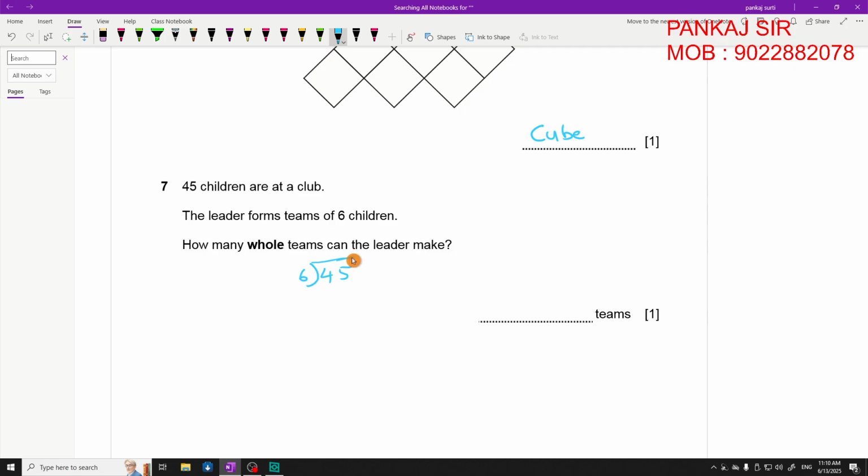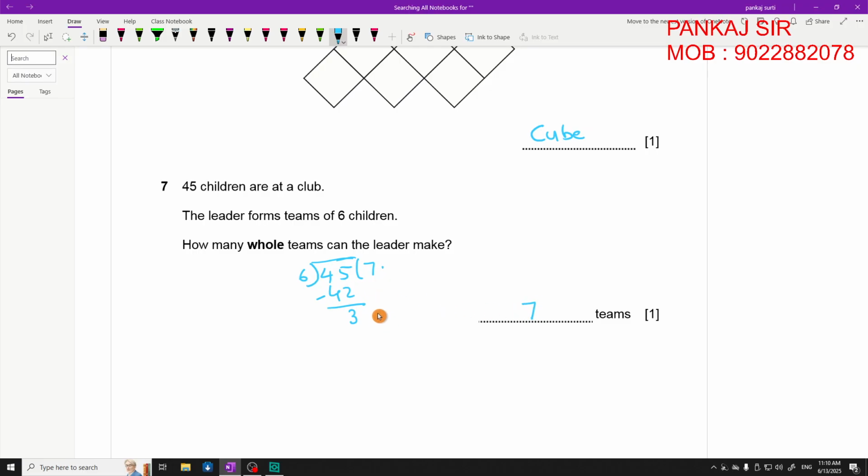Okay. When you divide 45 by 6, the complete integer number will be: 6 sevens are 42, 6 eights are 48. Now 48 is greater than 45, so you cannot take that. So 6 sevens I will take, 7 6s are 42, and I'm getting the remainder as 3. Okay. So this is a whole number. How many teams can be made which consist of whole numbers? It will be 7 teams. The answer will be 7 teams, because after this the answer you will be getting in decimals.